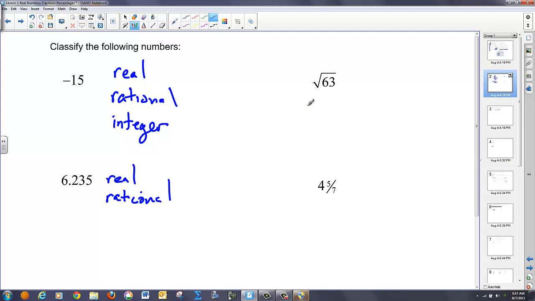Square root of 63, that's not a perfect square. If we were talking the square root of 64, which is 8, we could say that that's a counting number, but this isn't. So this is going to be a real number and an irrational number. And clearly this is represented as a fraction, so it's a real number. Oops. And a rational number.